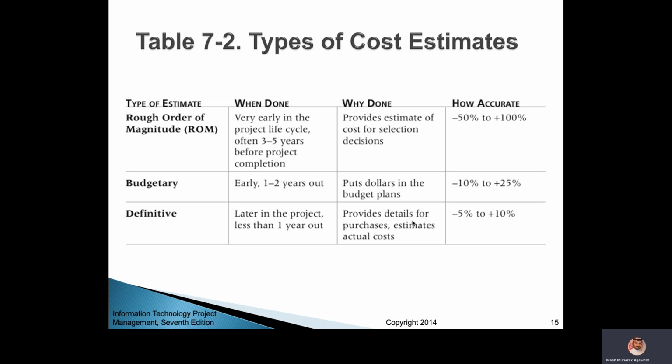You have something called the rough order of magnitude, you have the budgetary, and you have the definitive. These are three types, but every organization has its own way of estimation. They might follow these, and they might also have some other different types. Okay, but these are the common ones. And we classify them here just to show the accuracy, because estimates are not accurate, okay, but you always try to reach an accurate estimate as much as you can.